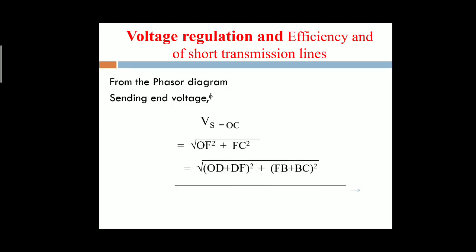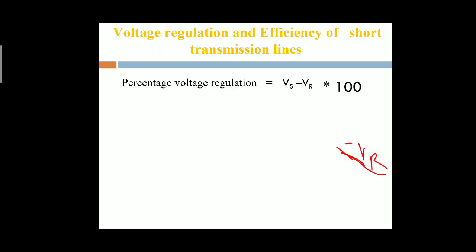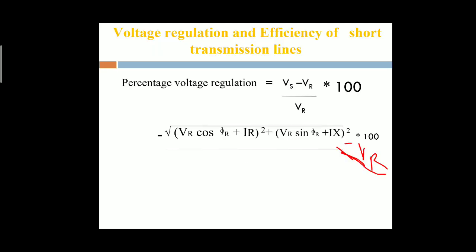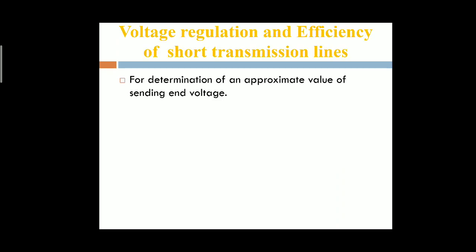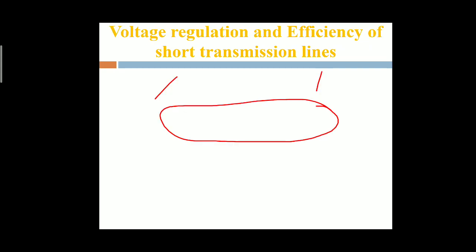These are the various parameters, and this is how we calculate the voltage regulation. That was discussed in the previous one. This is the voltage regulation formula, the approximate voltage regulation for that transmission line. It is approximately equal to OA plus AG plus GH. The notation: OA is the receiving end voltage, AG is IR cos phi r and GH is IX sin phi r. This is the normal voltage regulation formula.